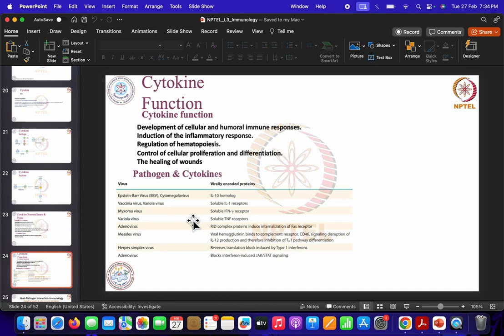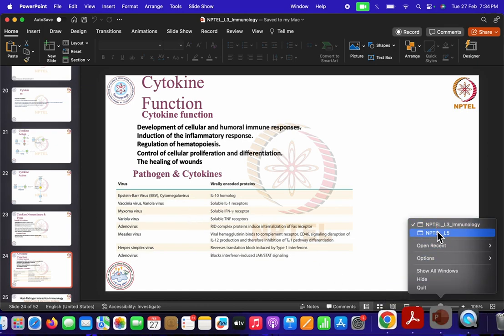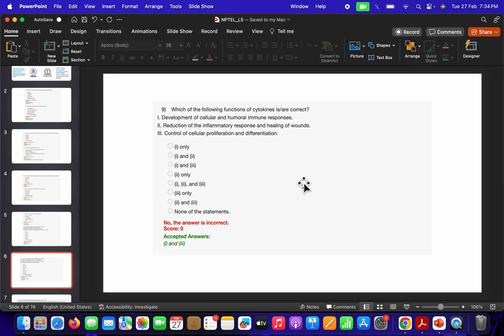Cytokine functions include development of cellular and humoral immune responses, induction of the inflammatory response, regulation of hematopoiesis, control of cellular proliferation and differentiation, and the healing of wounds. So cytokines induce inflammatory responses, not reduce them. As I was saying, the healing of wounds was correct, but it's not reduction of inflammatory responses, so it was partially correct.